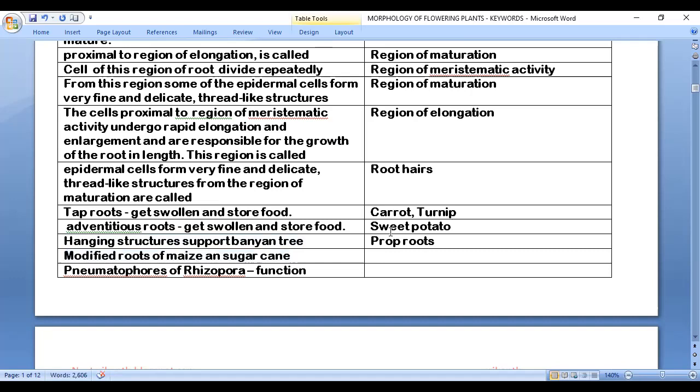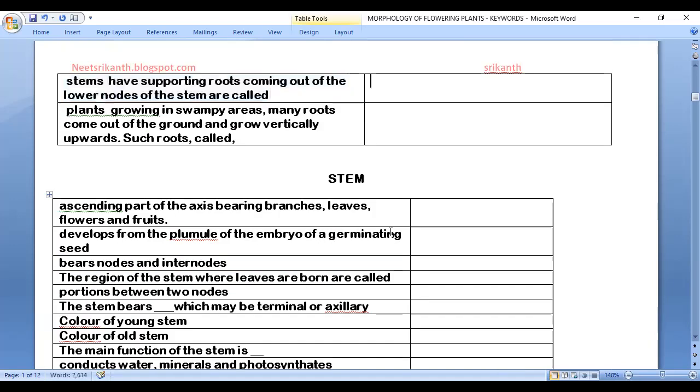Modified roots of maize and sugarcane are stilt roots. Pneumatophores of Rhizophora help to get oxygen for respiration. Supporting roots coming out of the lower nodes of the stem are called stilt roots. In plants growing in swampy areas, many roots come out of the ground and grow vertically upward. Such roots are called pneumatophores.